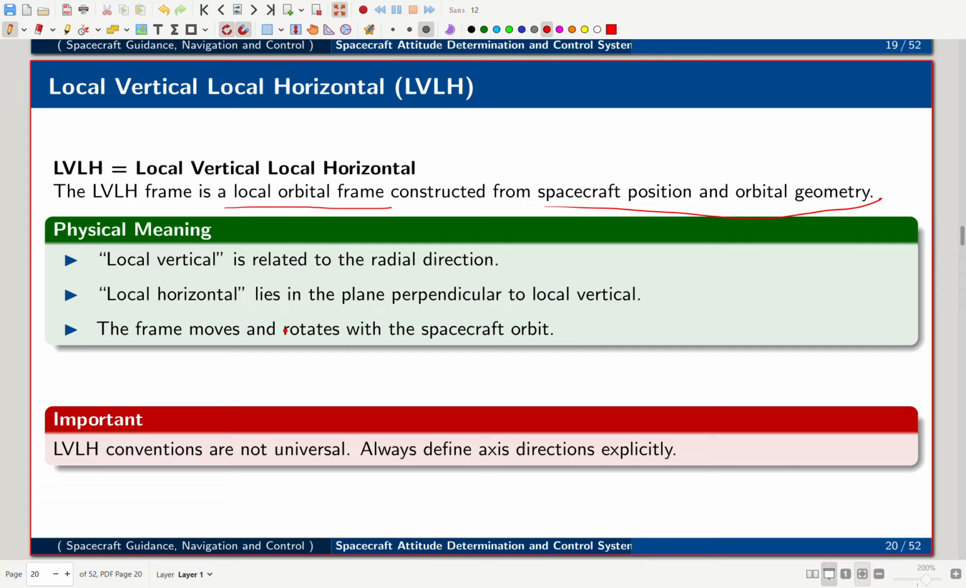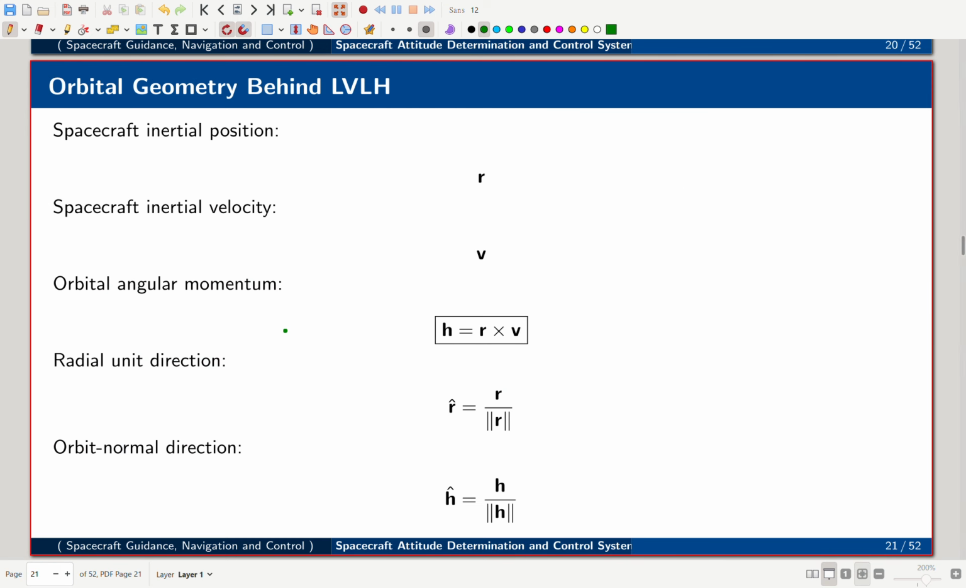All right. And the physical meaning: the local vertical is related to the radial direction, and the local horizontal lies in the plane perpendicular to the local vertical. We will explain these things in detail. The frame moves and rotates with the spacecraft orbit. Once the spacecraft orbit is rotating, the frame moves and rotates as well. Importantly, the local vertical, local horizontal convention is not universal, so always define the axis directions properly and clearly.